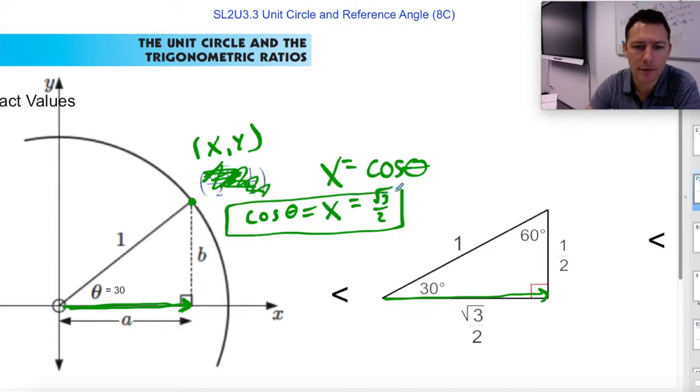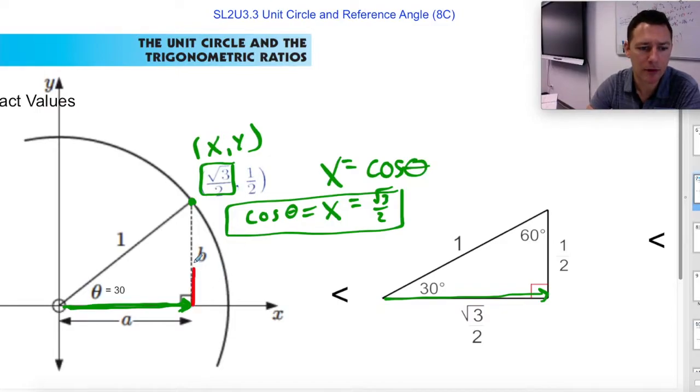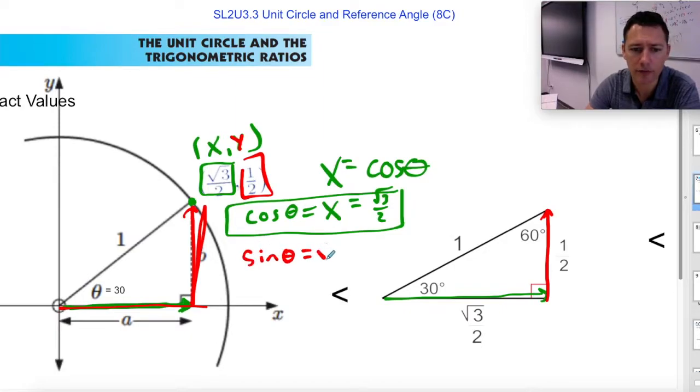So that x value that we just scribbled out right there is root 3 over 2 here, because it's that far out away from the origin. Likewise, the distance up, the y value, is just the height above the x-axis. It's this distance up, so it should be half. So that's where this half comes from. And so therefore, the sine of theta, also known as the y value, is 1/2. Cool? So there's that piece.